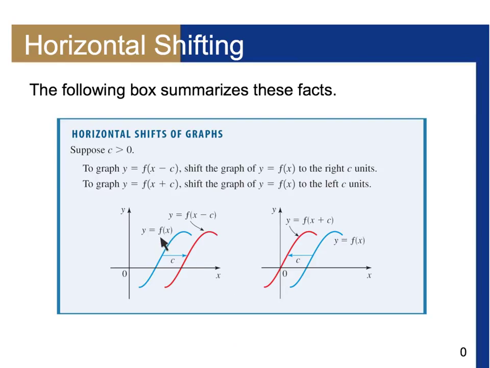So here's f of x, the blue one, and for f of x minus c, we move it c to the right. Here, f of x is the blue one, and we put in x plus c in our function instead.